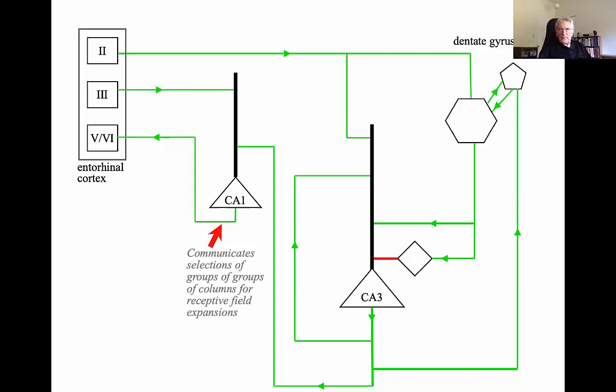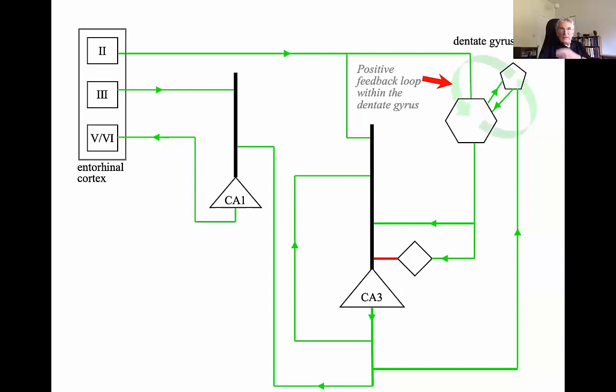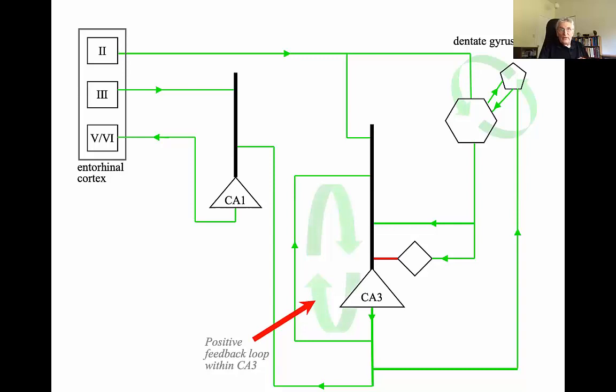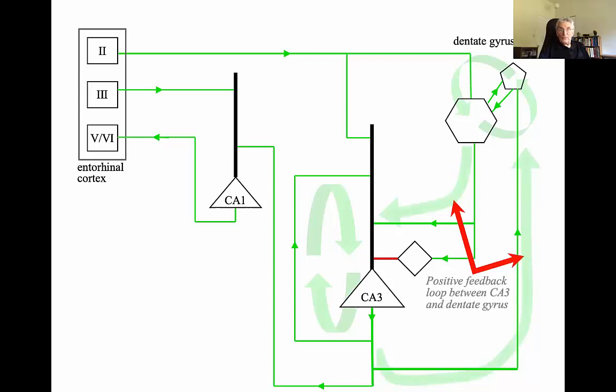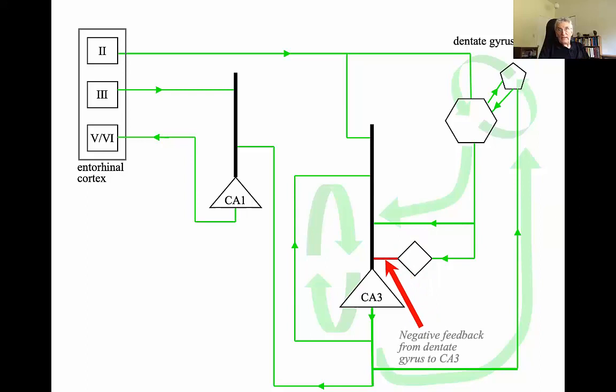Now, within the hippocampus, there's a really striking pattern of connectivity. First of all, there's a positive feedback loop in the dentate gyrus because granule cells excite mossy cells and mossy cells excite granule cells. There's also a positive feedback loop in CA3, with each CA3 pyramidal neuron exciting lots of other CA3 pyramidals. And furthermore, there's a positive feedback loop between the two positive feedback loops, with granule cells exciting CA3 pyramidals and CA3 pyramidals exciting mossy cells. And the positive feedback is kept in check by the granule cells also targeting interneurons in CA3, and those interneurons in turn inhibit the CA3 pyramidals.